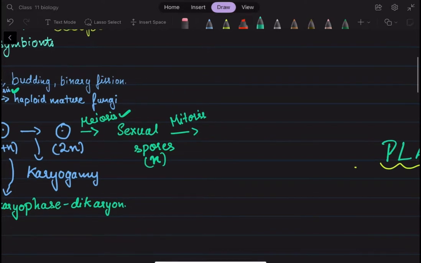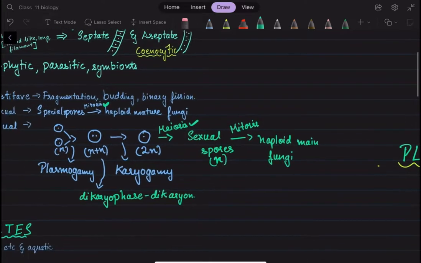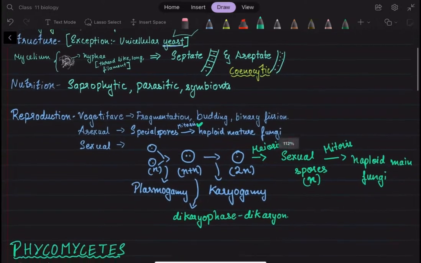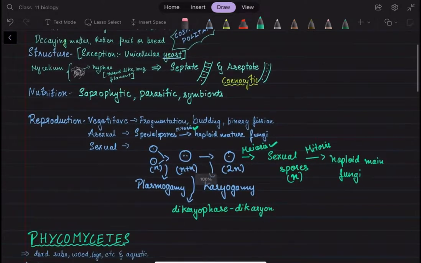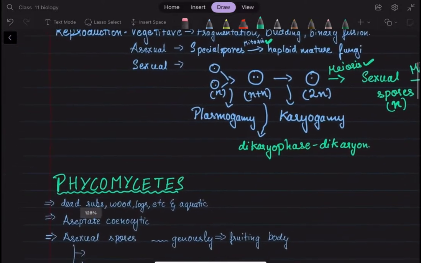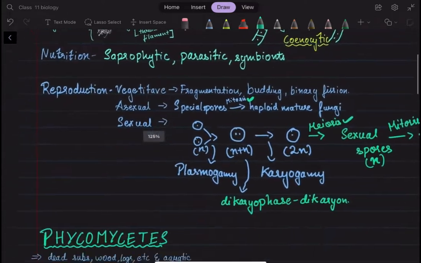So n number of chromosomes are present here, and this again differentiates through mitosis to form the haploid main fungus or fungal body, right? So this is how sexual reproduction takes place in fungi.